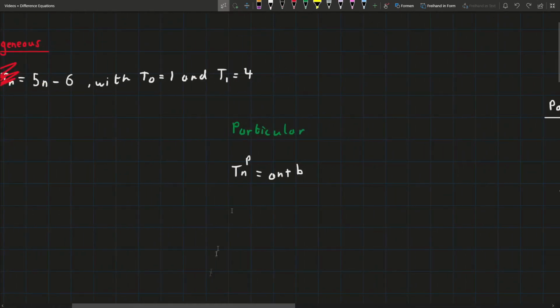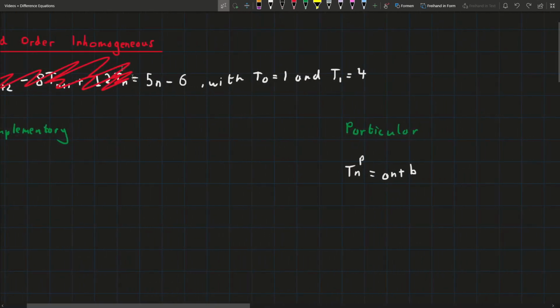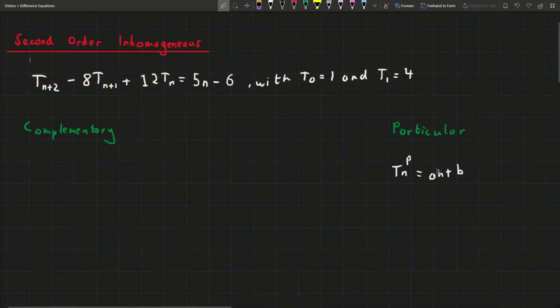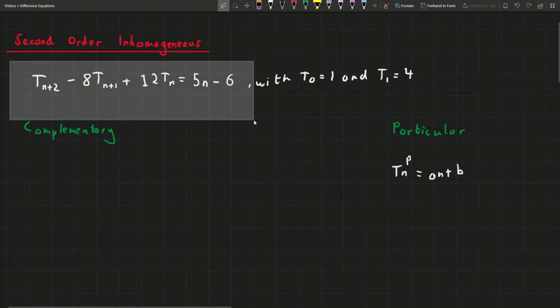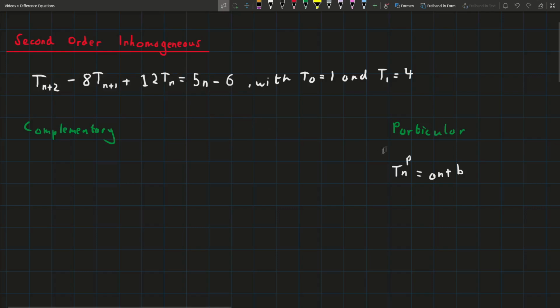Again, this isn't a tutorial on how to do this method, it's just how to use it for all different equations. Now to find out what a and b are, we know that this equation is true, so we need to be able to sub this into this equation to figure out what a and b are. Now we can replace the Tn here with this Tn, but the thing is we don't have Tn plus 1 or Tn plus 2.